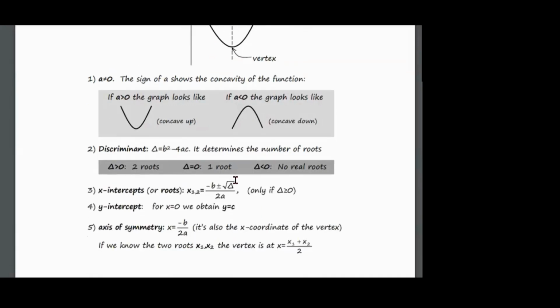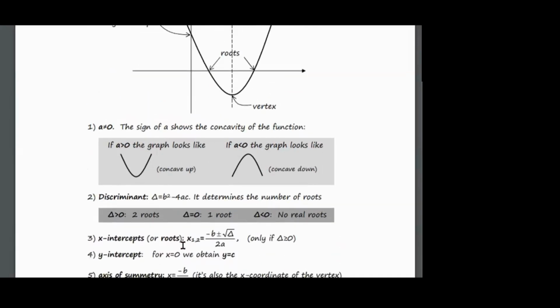When my discriminant is positive, I will have two roots. When it is zero, I have a single repetitive root. And when it is negative, I don't have any root. So write down the second point.